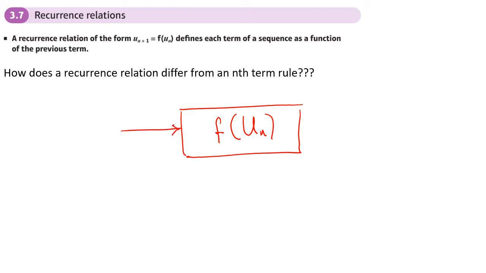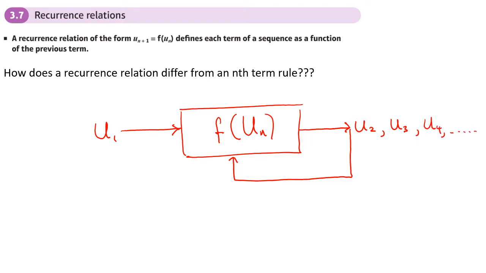So let's call that u1. It might be u1, it might be u0, and we put it into this function, and out comes u2. And then you take that answer and you put it back into the function, and then the next one that comes out is u3, and then u3 goes back in and you get u4, and so on. So you use the last term to get the next term.